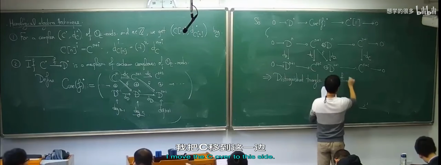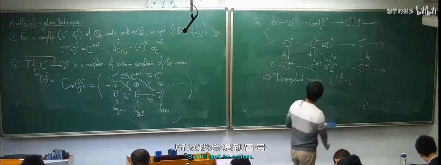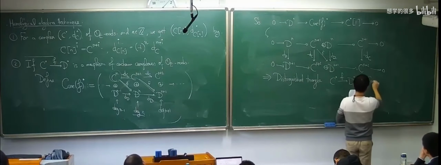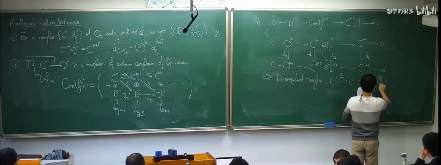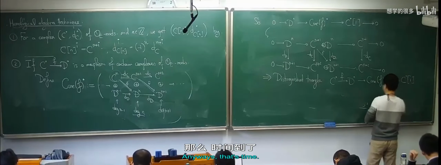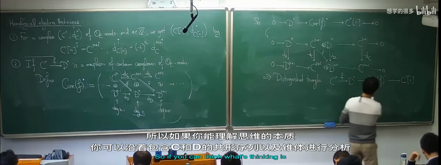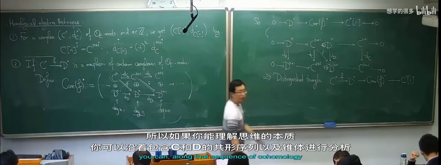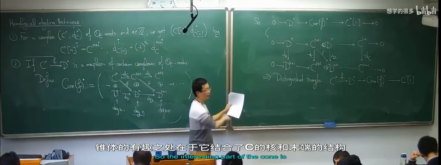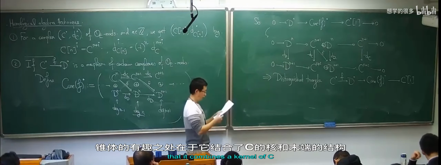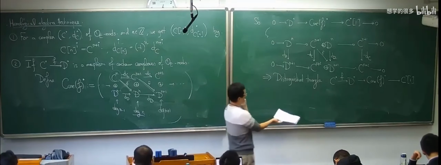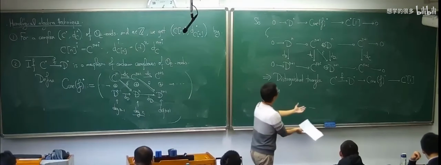Move the C over to this side. So I get the cone. Is that how it's written? Anyways, that's that. So you can think of it as having a long sequence of cohomology with C's and D's and the cones. The interesting part of the cone is that it combines the kernel of C and D and cokernels of this map F into one cohomology. So that's the only way I think of it.